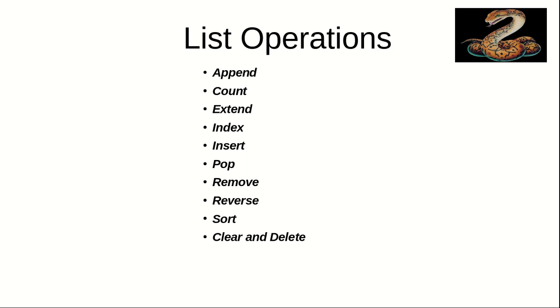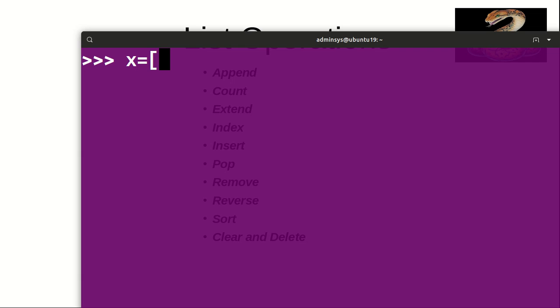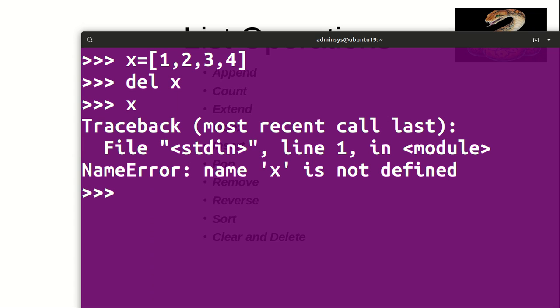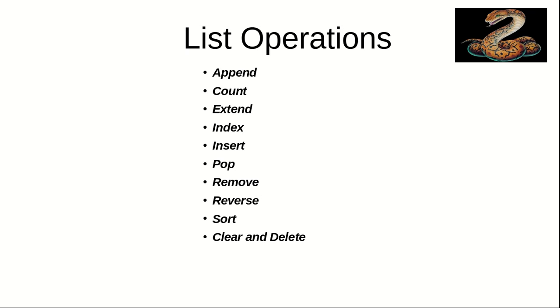And last we have is delete. Delete is nothing but deleting a variable. So we have x equal to 1, 2, 3, 4. To delete x, we need to mention del x, that is delete x. Here del is keyword. Now if I check the value of x, it returns an error. You can see here name error. Name x is not defined. That is, the value x is deleted from the memory. So that's how delete method works.